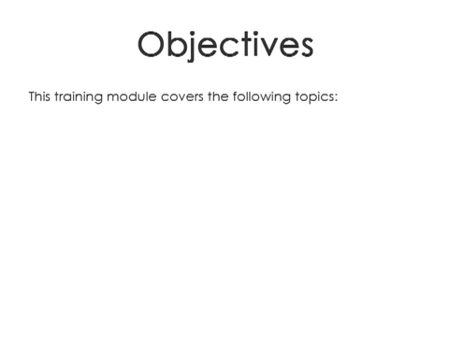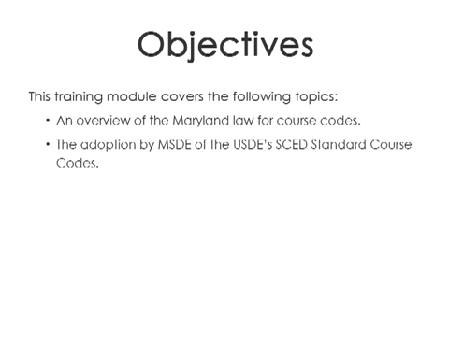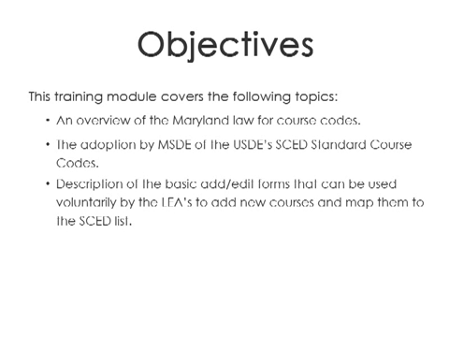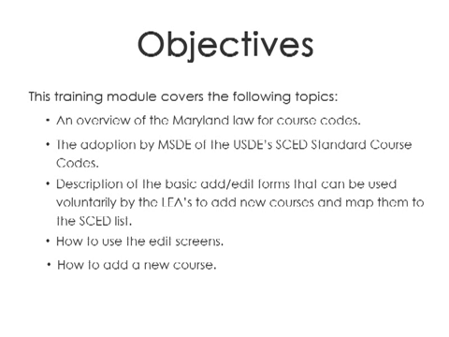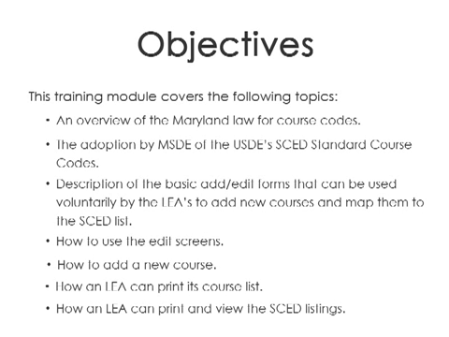This training module covers the following topics: an overview of the Maryland law for course codes, the adoption by MSDE of the USDE's SCED standard course code, a description of the basic add/edit forms that can be used voluntarily by the LEAs to add new courses and map them to the SED list, how to use the edit screens, how to add a new course, how the LEA can print its course list, and how the LEA can print and view the SED listings.